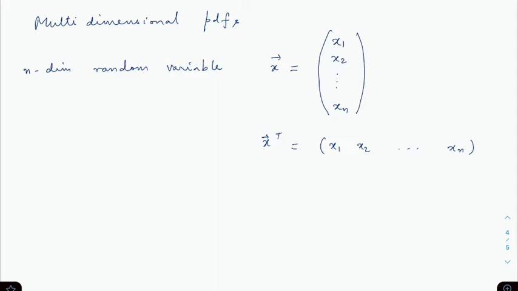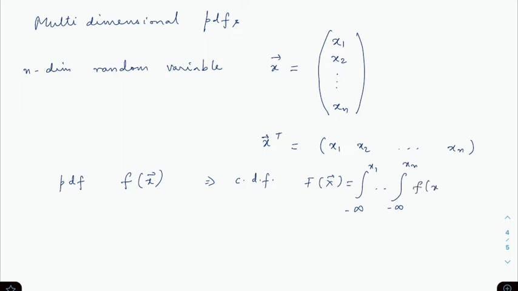If the random variable x is distributed according to the probability density function f of x, then the cumulative density function, CDF, is given by integration from minus infinity to x1, minus infinity to x2, minus infinity to x3, and so on up to minus infinity to xn. The integration is over each component of the vector. So dx with an arrow on its top basically refers to dx1 times dx2 to dxn.